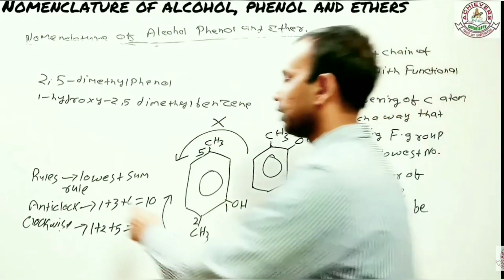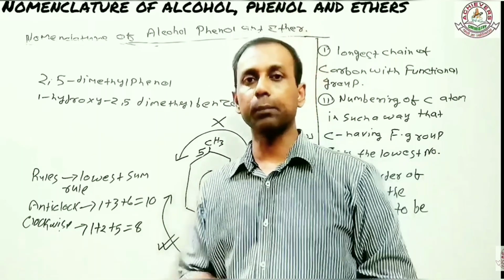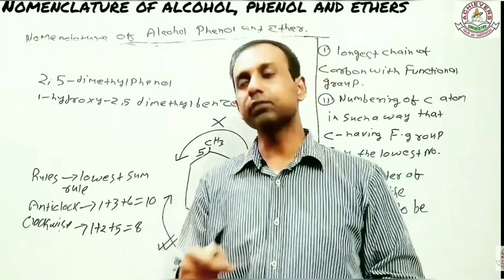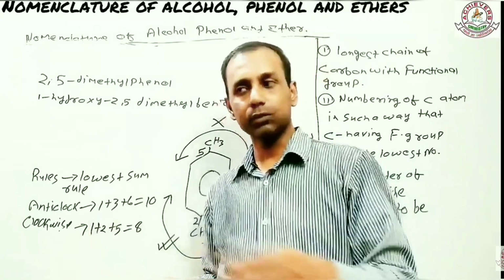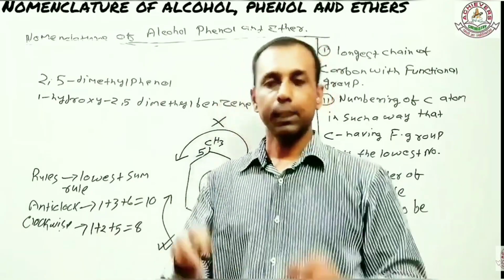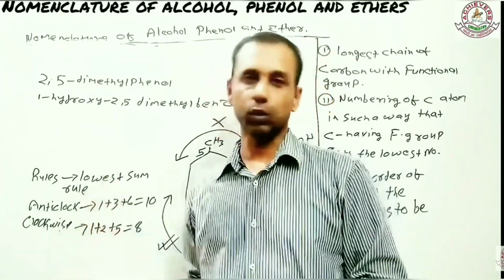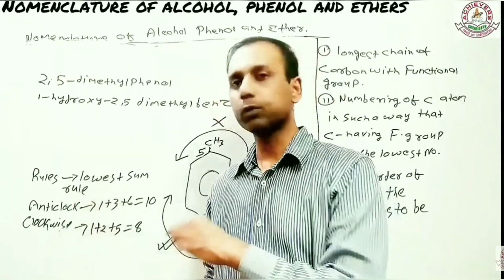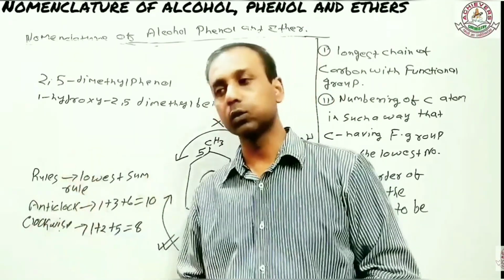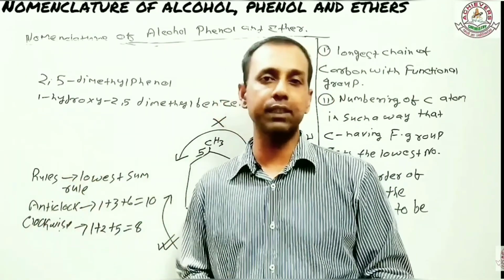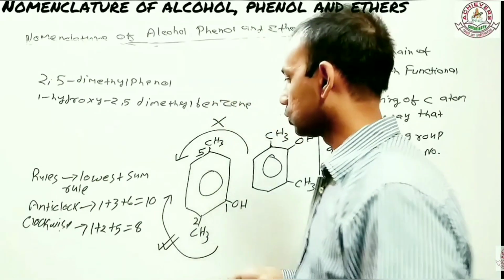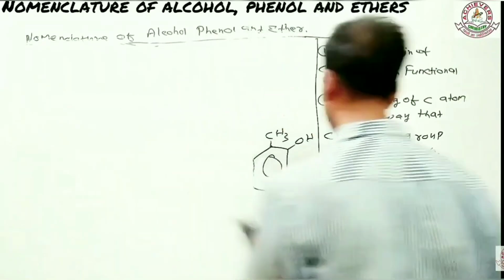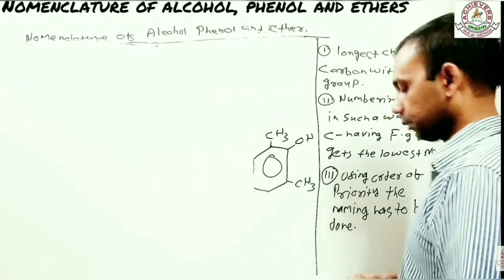I hope you have understood that lowest sum rule. This was really very important, and on so many occasions you may be confused about which way you have to go, from left to right or from right to left. If there is any confusion, use this rule, the lowest sum rule. You have to sum all the positions where groups are present, and then you can decide based on the lowest you get. So, okay, we have this very last one and then I will talk about the ether.